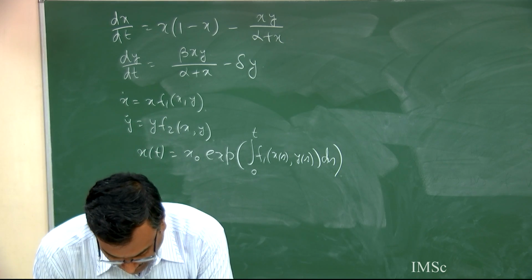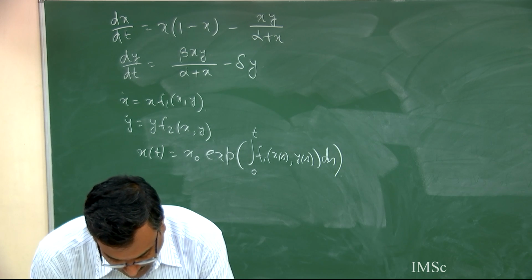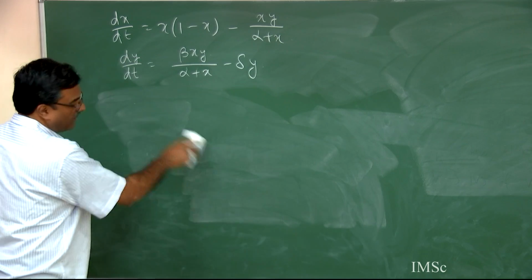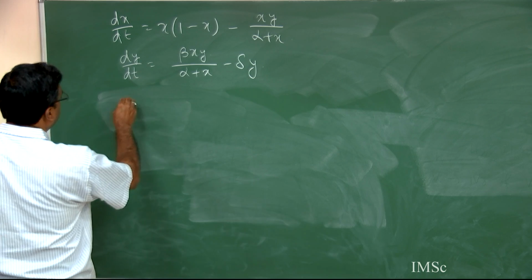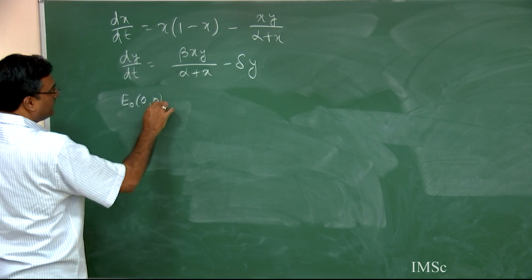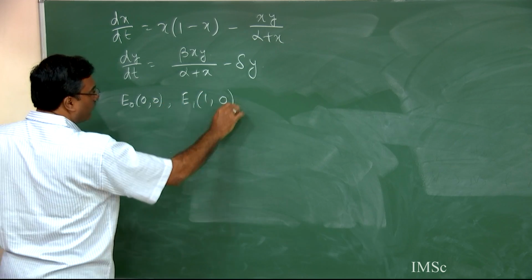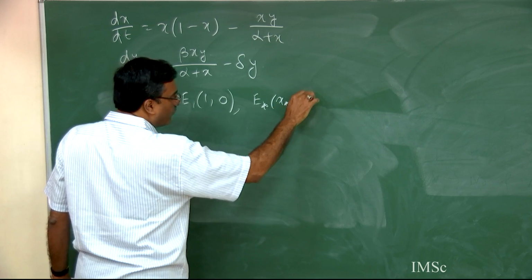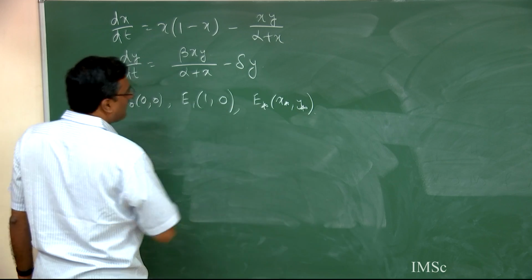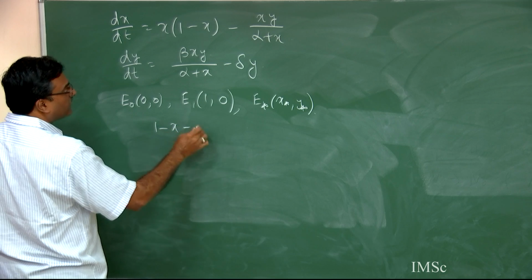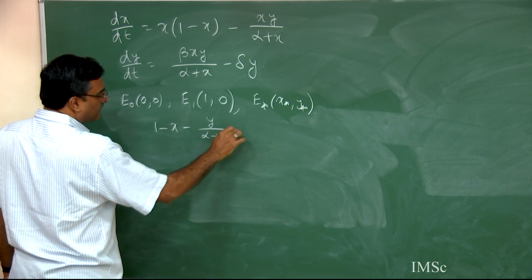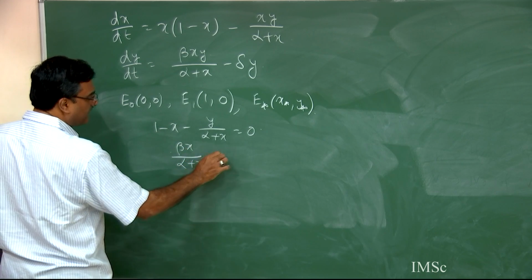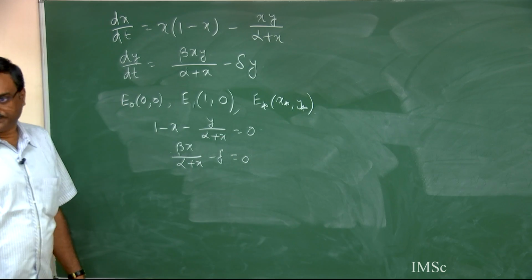Now for this model, if you calculate the equilibrium points and other quantities, you can find there are 3 equilibrium points. The 3 equilibrium points are of the form E0, that is (0, 0), then E1, that is (1, 0), and E star, that is (x star, y star). And these x star, y star are positive solutions of these two equations: 1 minus x minus y by alpha plus x is equal to 0, and beta x by alpha plus x minus delta is equal to 0.